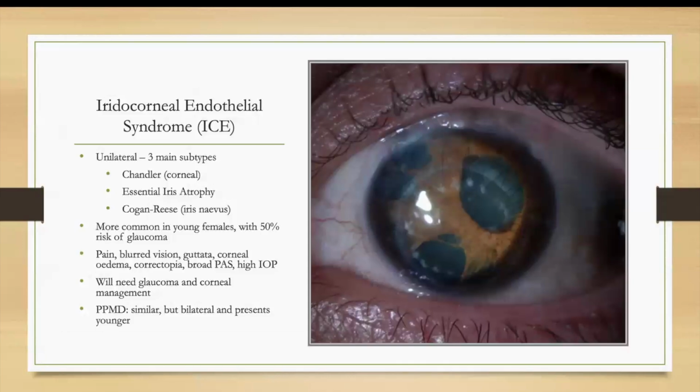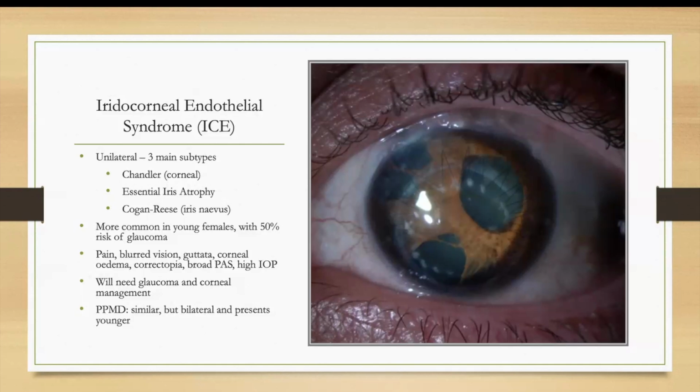ICE syndrome, well, we might touch on this when we're talking about corneal pathologies as well, but essentially you've got three main subtypes, and it depends on what tissue is most involved. So Chandler syndrome, you may have heard about. This is predominantly corneal findings, and then you've got essential iris atrophy, which is predominantly iris findings, and then you've got Cogan-Reese, where you have an iris nevus. Now, ICE syndrome is typically in your younger female, so 20 to 40 years old, it's unilateral, and there's a 50% risk of glaucoma.